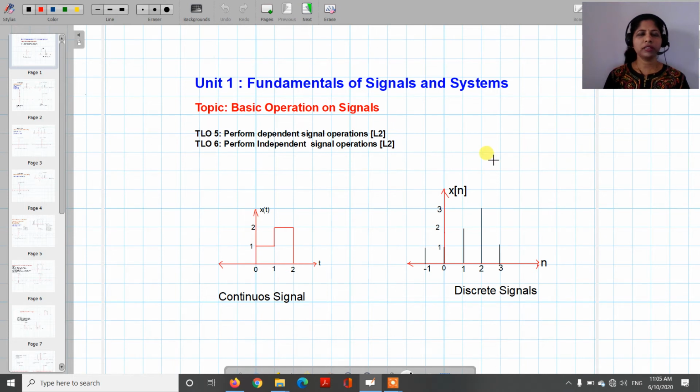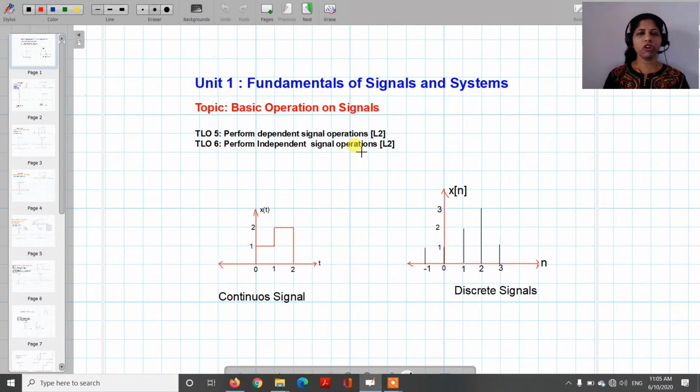Hello students, in this video we are discussing basic operations on signals from our Unit 1, Fundamentals of Signals and Systems. On this topic, TLO number 5, that is topic level outcome, is perform dependent signal operations. TLO 6, perform independent signal operations with the level L2.